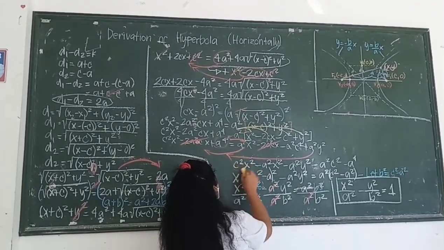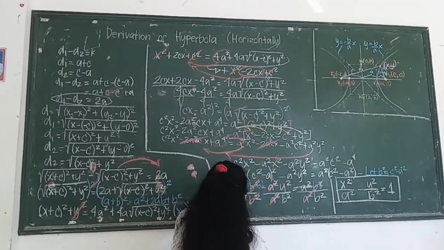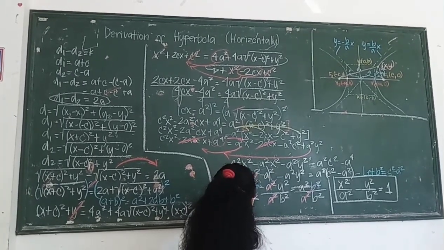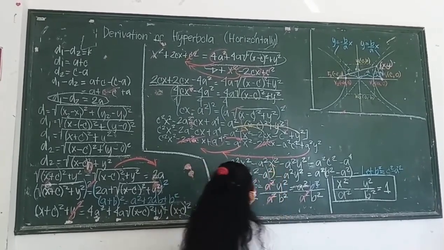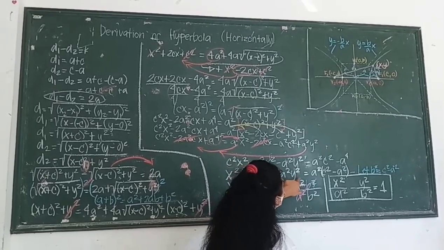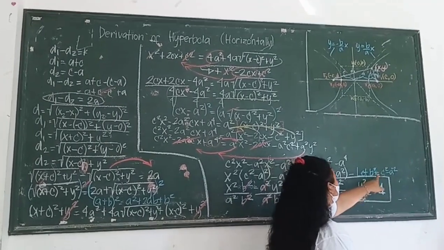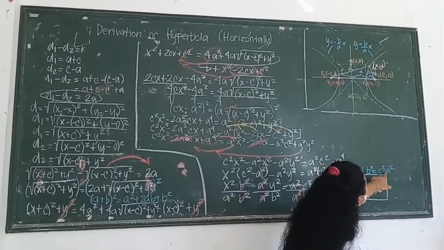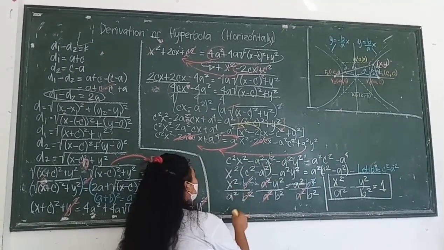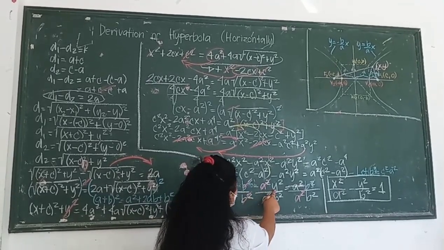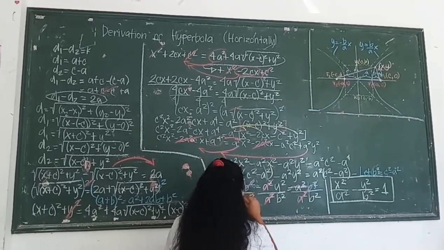So I have combined these two because they have the same value, which is x squared. So x squared times c squared minus a squared y squared is equal to a squared c squared minus a squared. So let b squared equal c squared minus a squared. Let us use this one. So substitute the b, that will be x squared b squared minus a squared y squared is equal to a squared b squared.